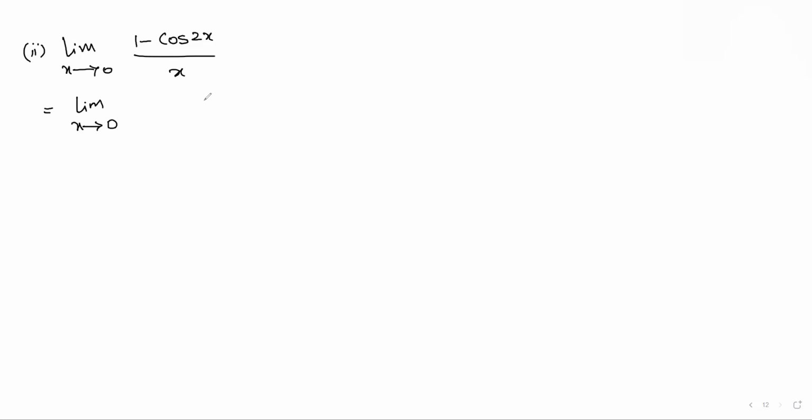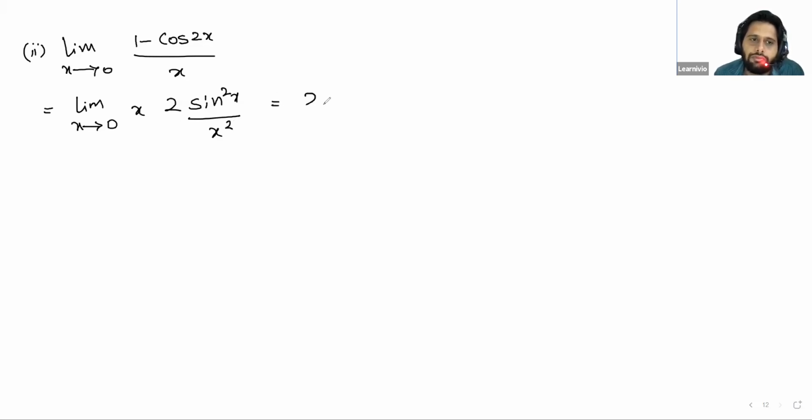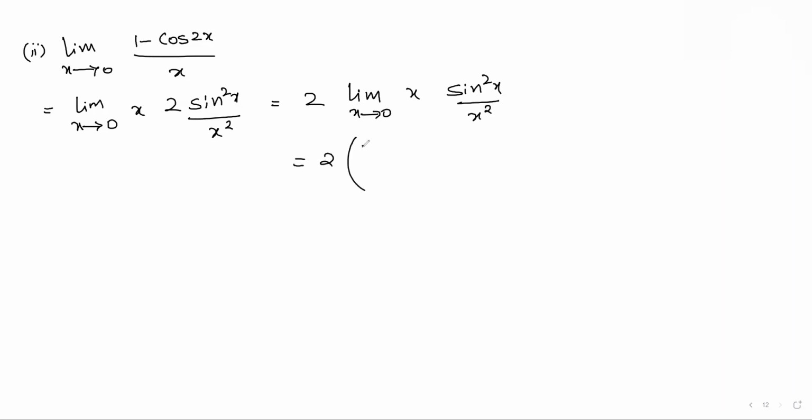सर हमें डिनोमिनेटर में x स्क्वायर चाहिए तो मल्टीप्लाई एंड डिवाइड विद x. Okay, okay. So this become 2 sin square x. Very good. हमें denominator में x square चाहिए, so multiply and divide with x. Very good. So this will become 2 limit x tends to 0. We have x, and then we have sin square x by x square. Correct, Push? So this will give us 2, and then we will separately put the limits.